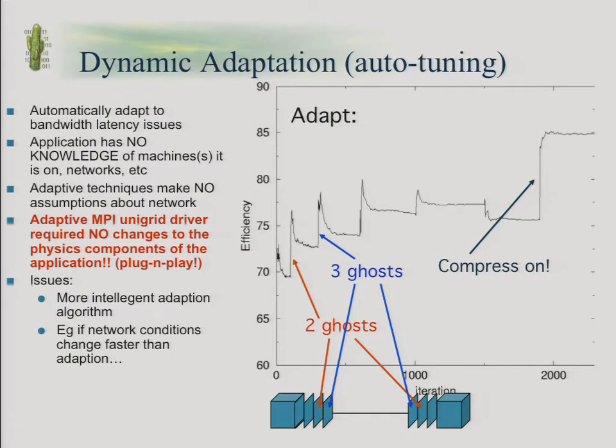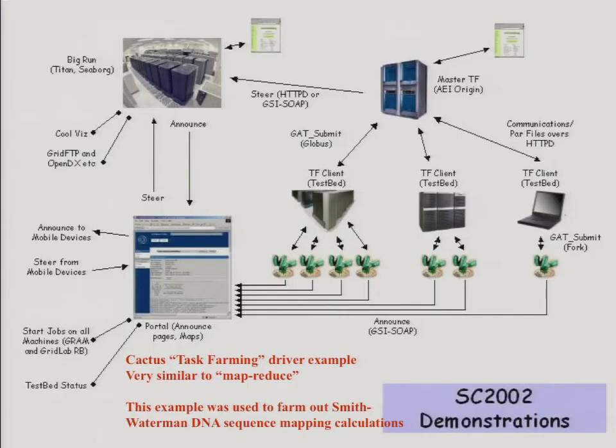Another important thing, though, is that when they wrote this MPI unigrid driver, no lines of source code in the solver had to change. Because of the discipline that was used in writing those modules, they were able to create an auto-tuning communication driver without requiring the physicist to change any of their code or the numerical analyst to change any of their code for the middle layer. So that was kind of cool.